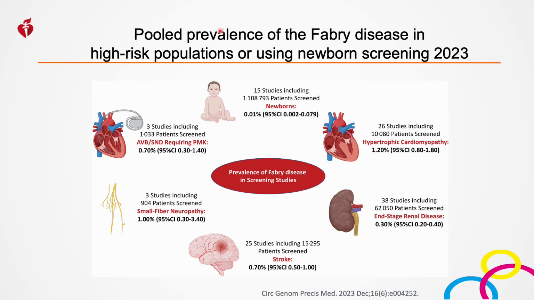This slide answers the natural question: how often will I actually find it? This 2023 analysis of Fabry prevalence across high-risk and newborn screening cohorts shows that the most meaningful yield is in unexplained LVH and hypertrophic cardiomyopathy. Conduction disease has high prevalence. The others are small fiber neuropathy, CKD, and stroke, and newborn screening. They are just a screen reflex.